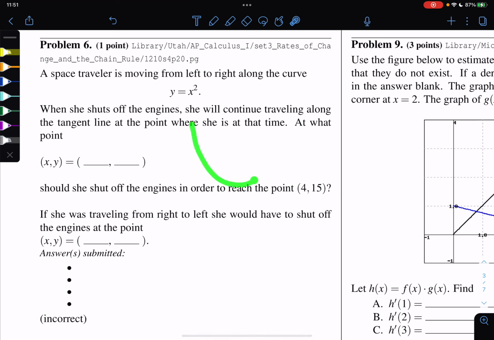So I have a curve, and I have (4, 15) here. I shut my engine somewhere so I can continue to travel along the tangent line and get there. So you should know the equation of the tangent line. And then that tangent line goes across the point (4, 15), right? So let's try to find the tangent line first.